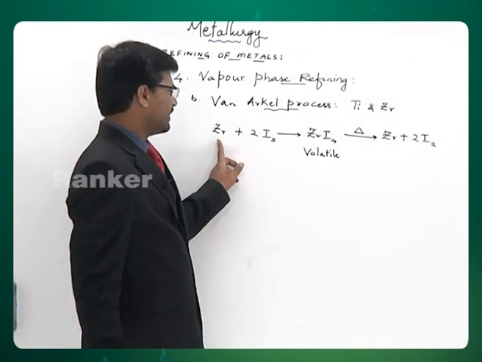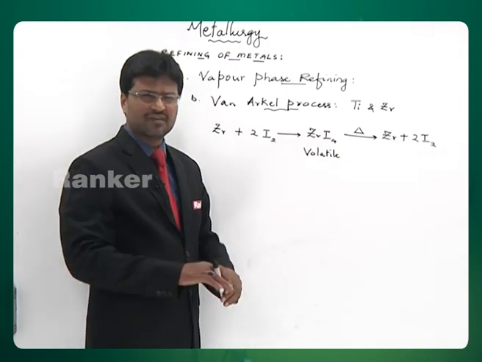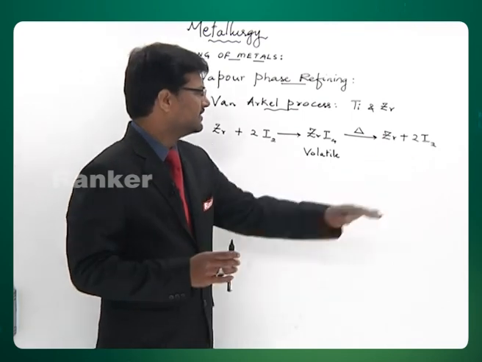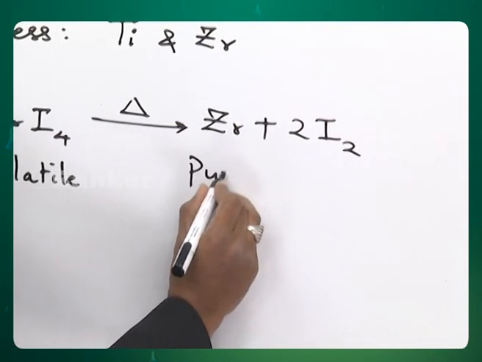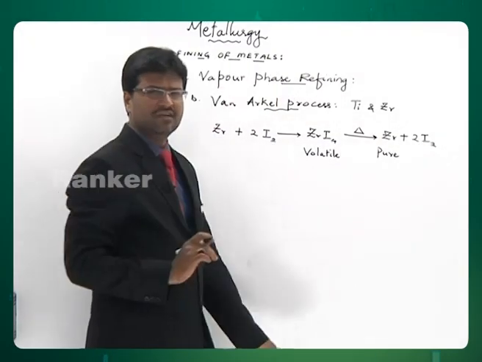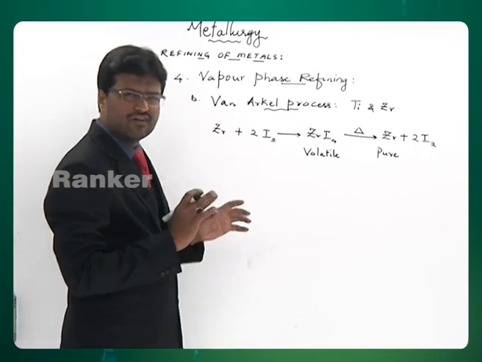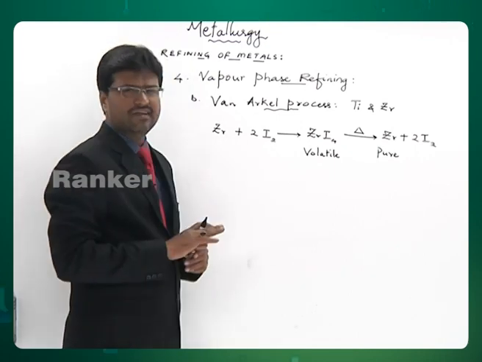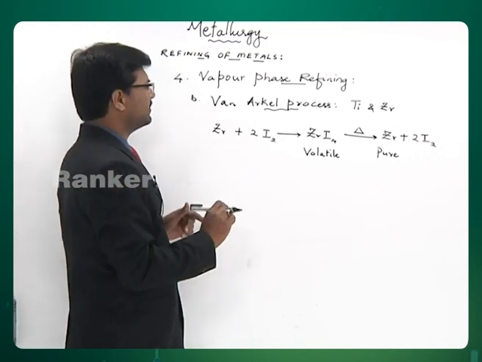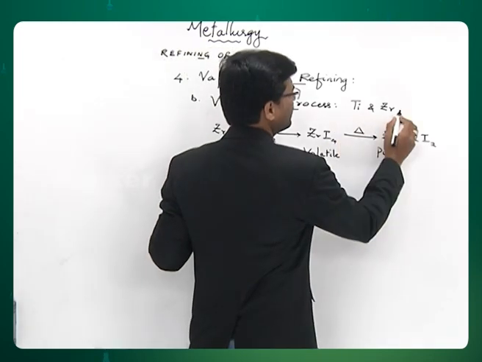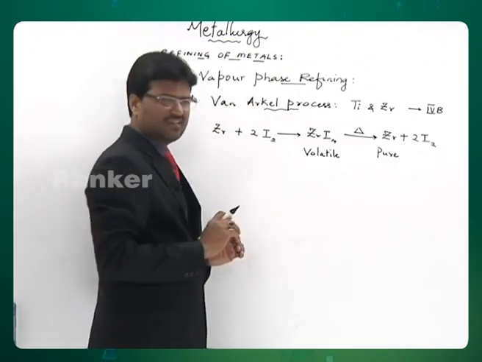So the idea is to transform the metal into a volatile substance, and the volatile substance comes out. It is collected separately and it is heated to recover the pure metal. This is pure metal, and iodine is again recovered. This is recycled. Similar method is applicable for titanium also. Zirconium and titanium belong to the same group. They belong to 4B group in the transition series.